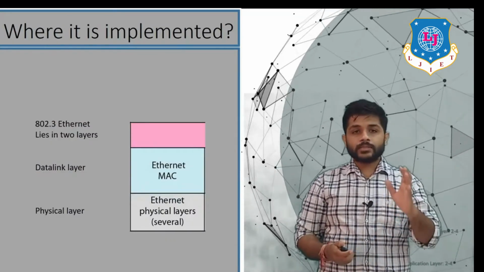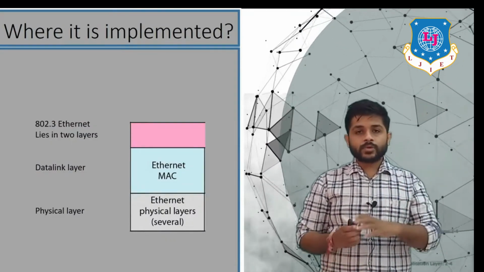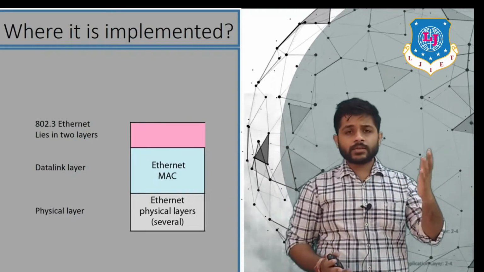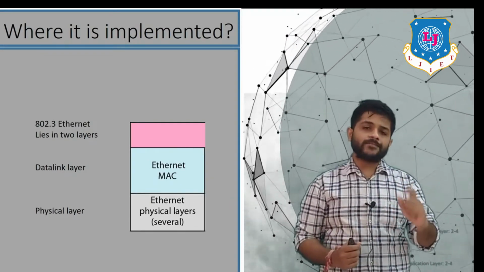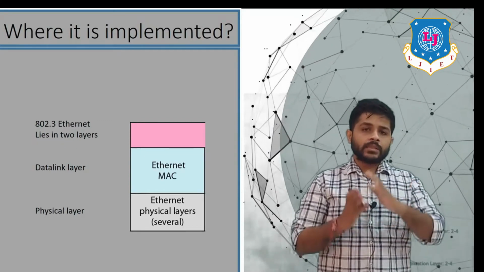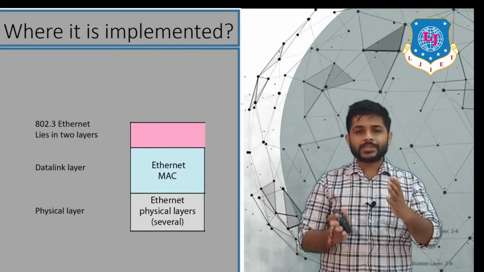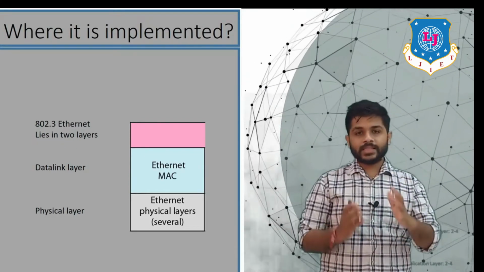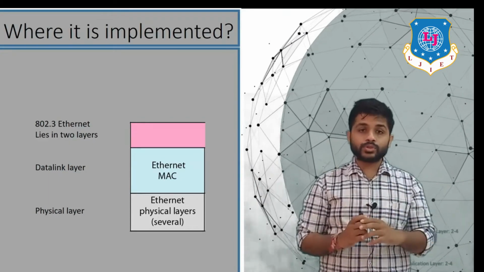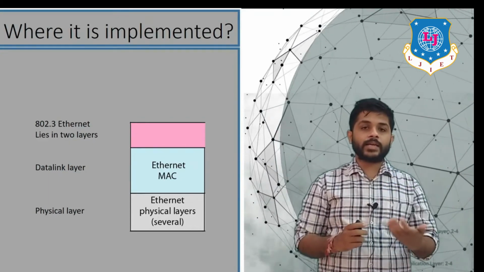So where is Ethernet implemented? You can see that in the OSI model there are 7 layers, and the bottom 2 layers are the physical layer and the data link layer. The data link layer is divided into 2 types, the MAC and the LLC. So Ethernet lies in both layers, the physical layer and the data link layer.